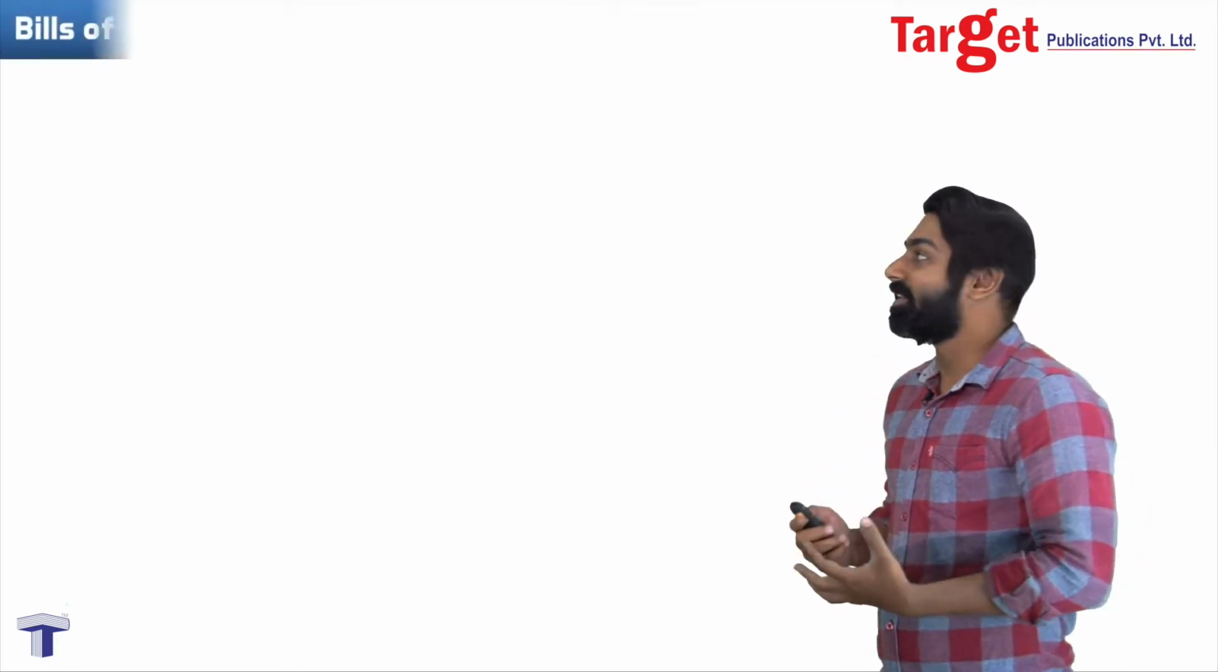Hello students, today in this video we'll be solving one sum based on two different treatments. That means here in this question it's a combination of endorsement of bill and discounting of bill. So let us see what the question is.